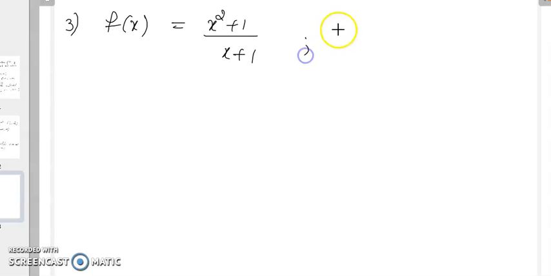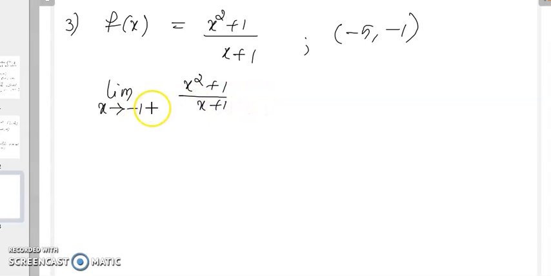And let us see one more problem. If you have f of x equal to x square plus 1 by x plus 1 over the interval minus 5 to minus 1. If you take limit x tends to minus 1 from the left, x square plus 1 by x plus 1, in the numerator you will get 2, and in the denominator it is minus, so the value is going to be minus infinity.